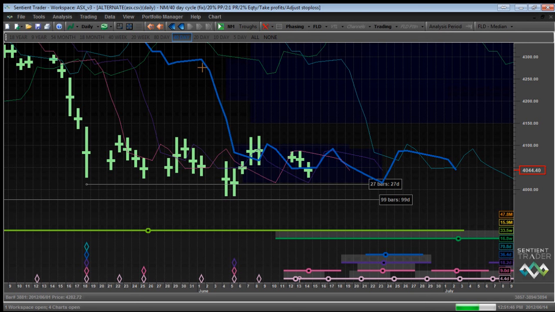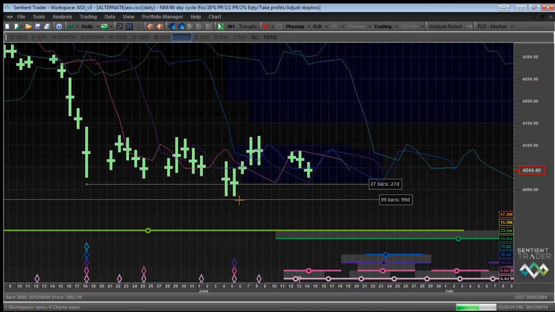There is the 40-day FLD, and you can see price just crept up above it last week, Thursday and Friday, and today in Australia it dropped down below it. So certainly I wouldn't be wanting to be taking immediate trading actions on the basis of that 40-day FLD.